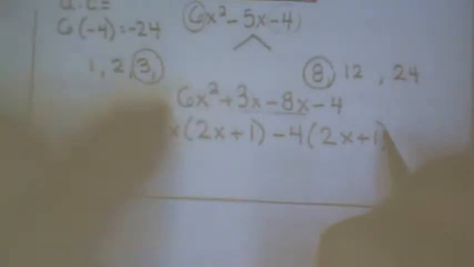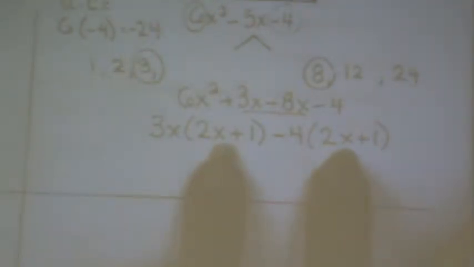Now take these two. What's the biggest number you can take out of that? A negative 4. What are you left with? 2x minus 1? Plus 1. It'd be a plus because negative 4 times 1 is negative 4. Now look at that.